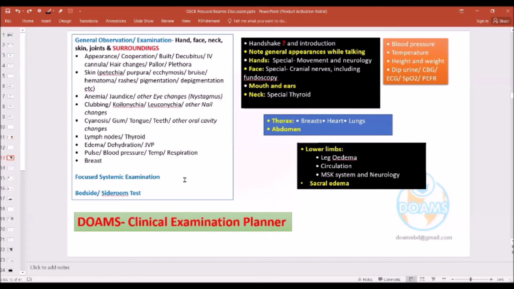Okay, pick it up. Remember it in your examination plan. And then come to the anemia, jaundice, other eye changes, nystagmus. Which is important? Eye changes. Which eye changes? Already you have seen the eye changes: exophthalmos. Exophthalmos already you have seen. What else would you like to see in the eye changes?